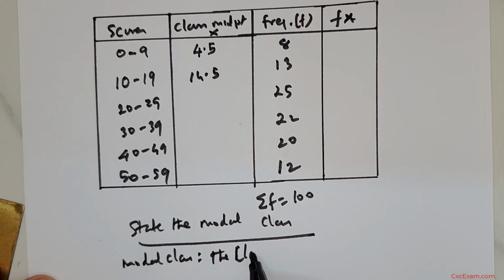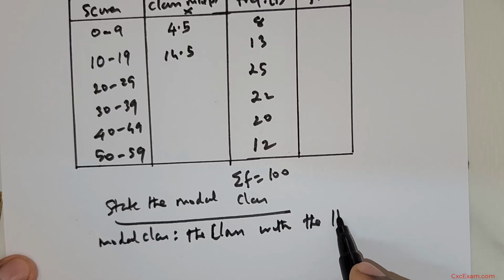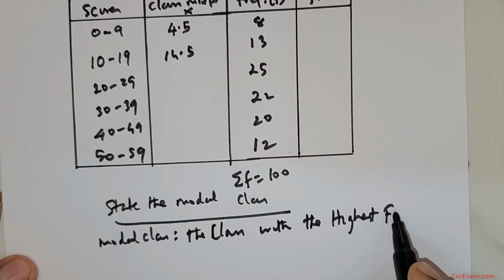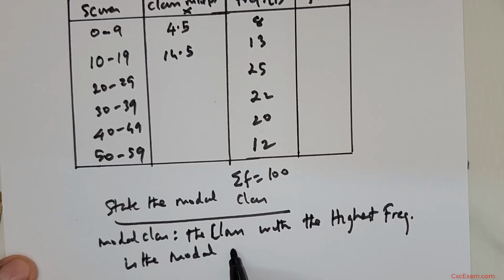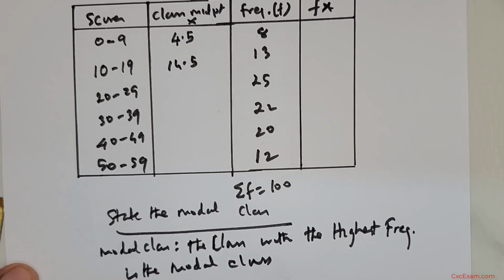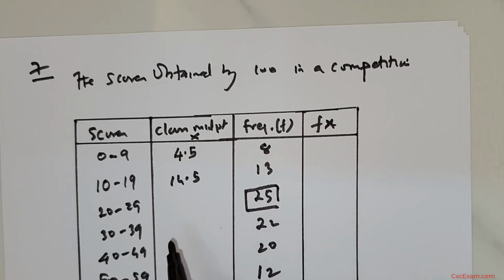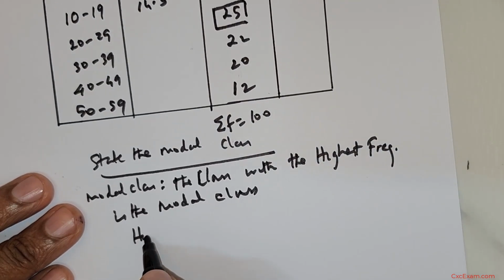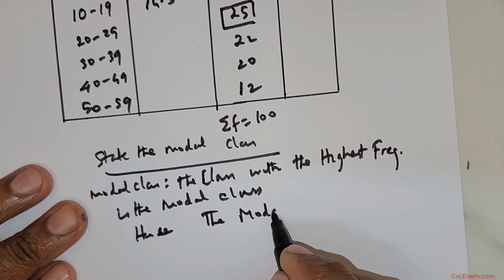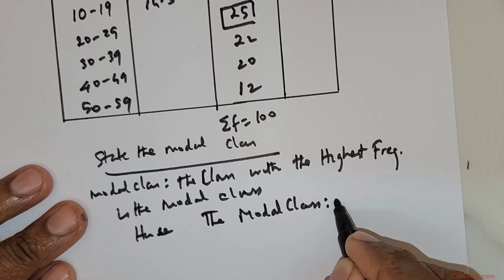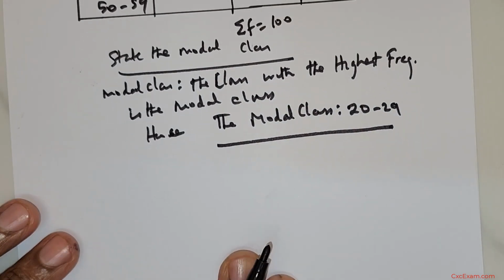The class with the highest frequency is the modal class. So what is the class with the highest frequency? You see 25 is highest, then 22, hence the modal class is 20 to 29. So that's the solution for the first part.